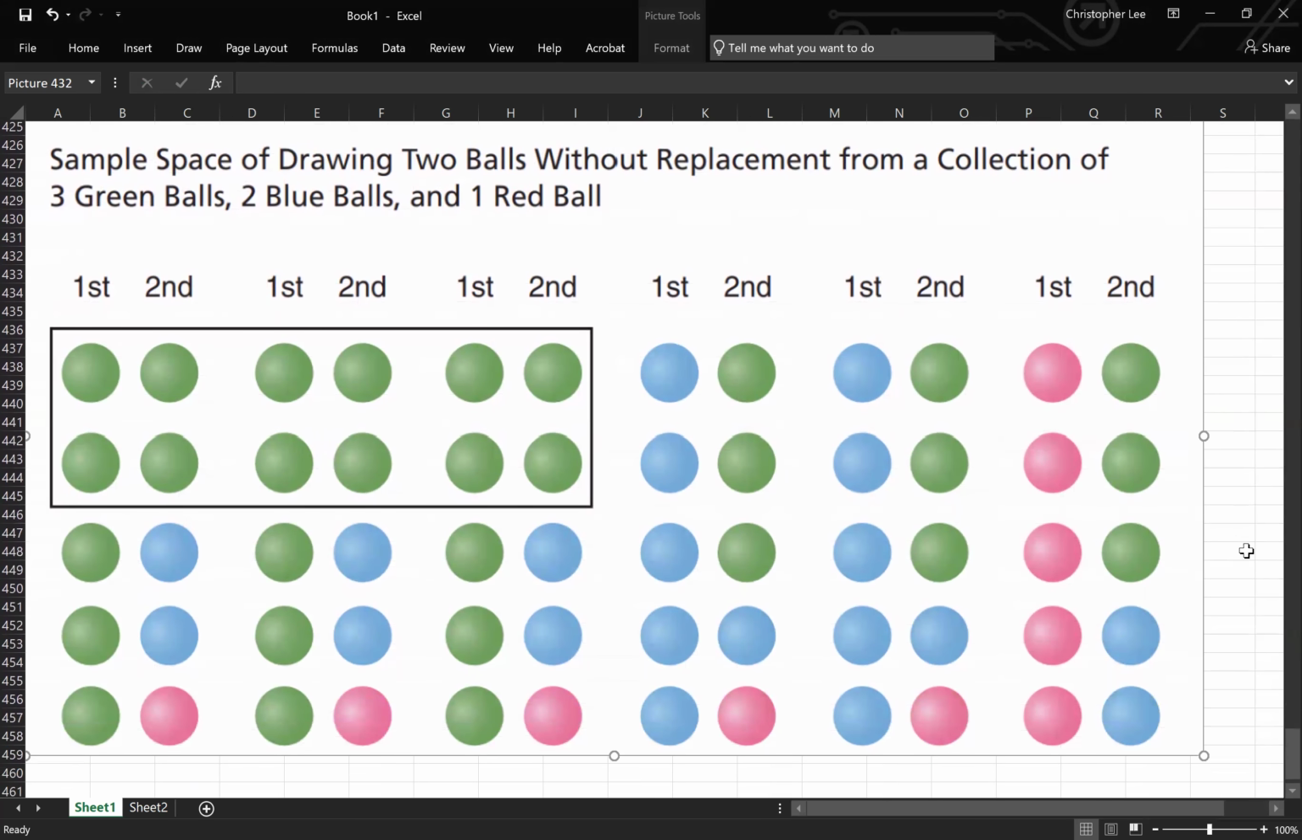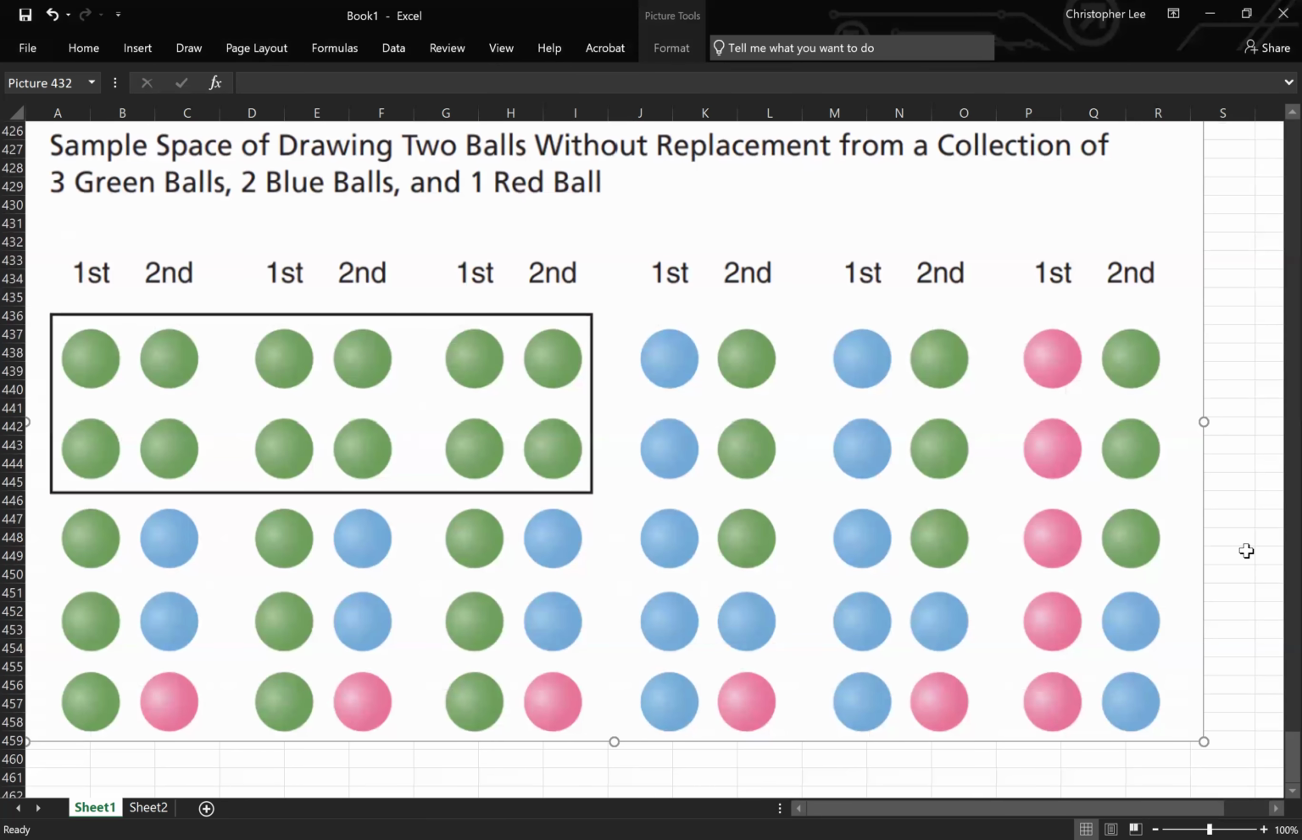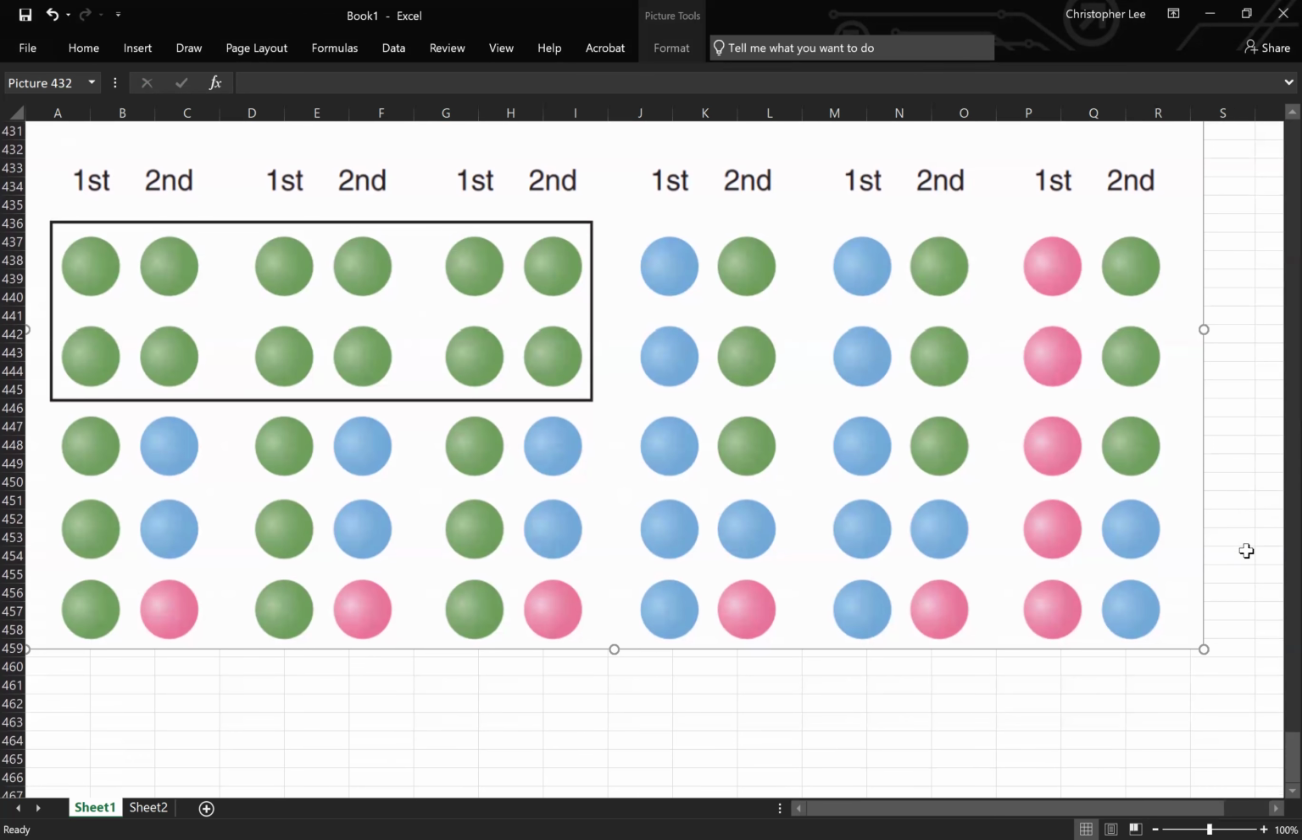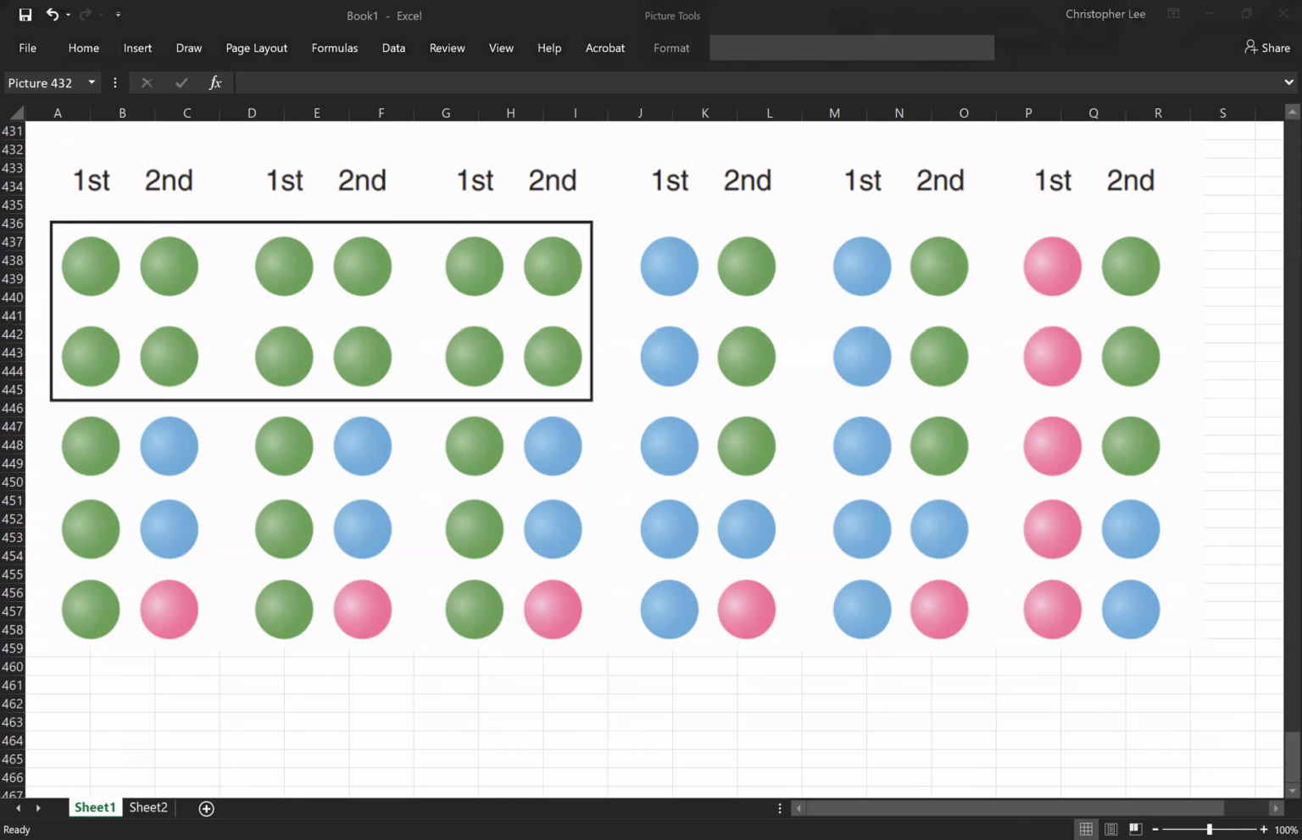So this is the sample space of drawing 2 balls without replacement from a collection of 3 balls, 2 blue balls and 1 red. Just like how we had all the dice numbers, this is the sample space for the balls. And 6 out of 30, which we reduced to 1/5. Makes sense. And the homework is gonna look just like that, maybe easier.